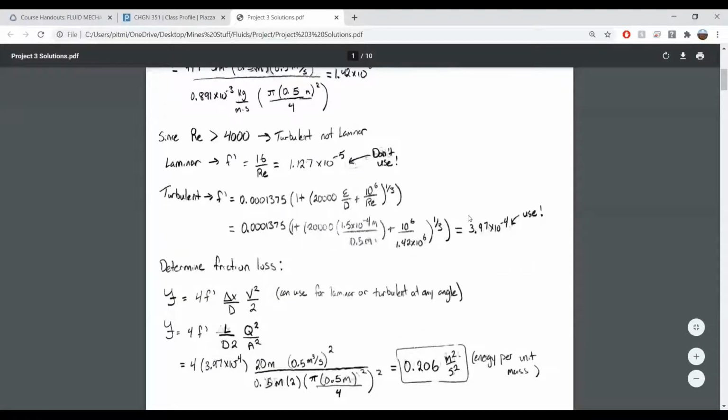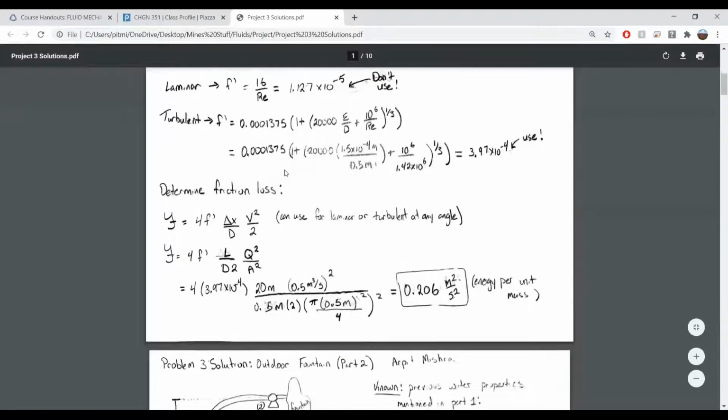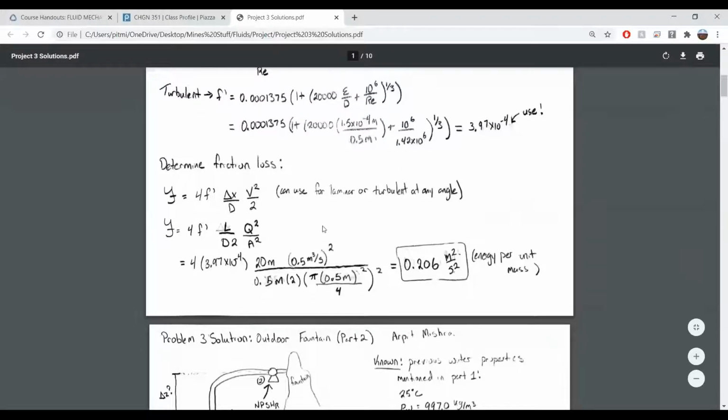and therefore we're using the turbulent Fanning friction factor. Then from the Fanning friction factor, we can figure out the friction loss with this equation here, which you can use for laminar or turbulent flow at any angle. And after plugging some values in, we get an energy per unit mass solution.